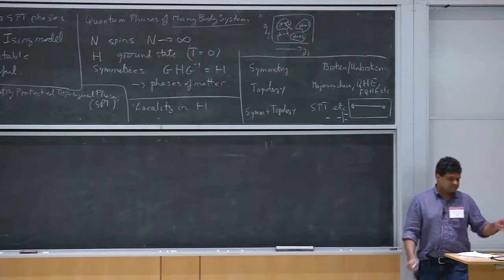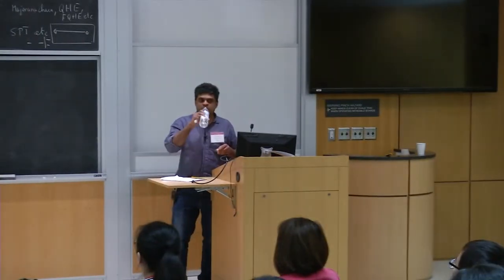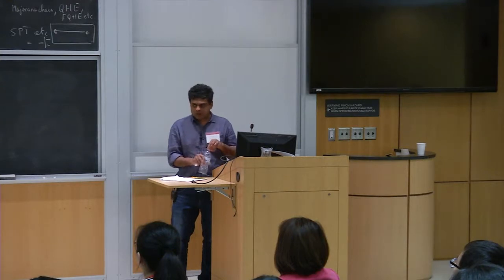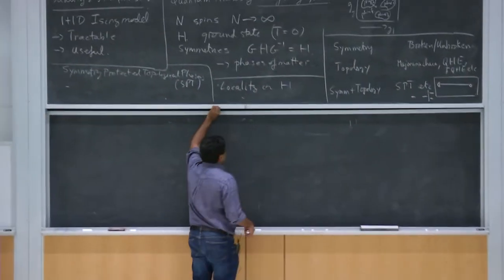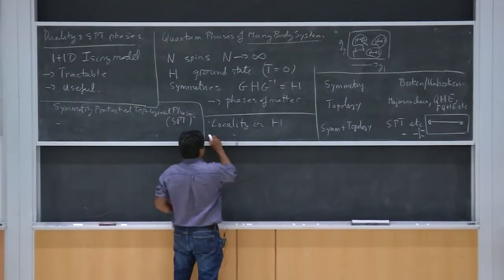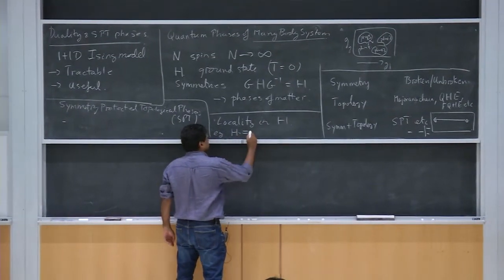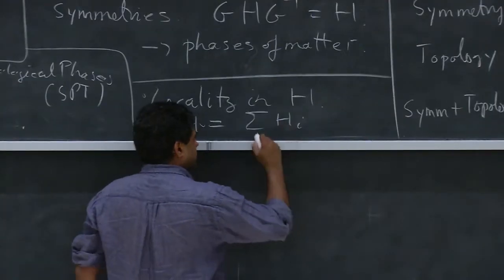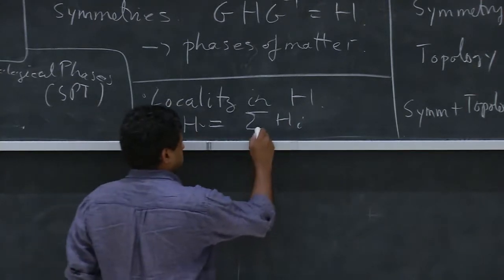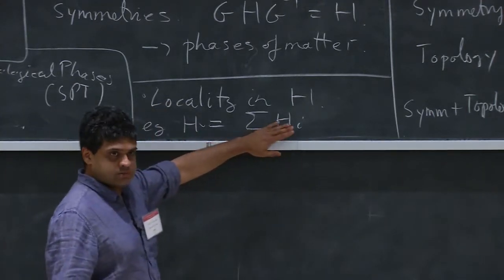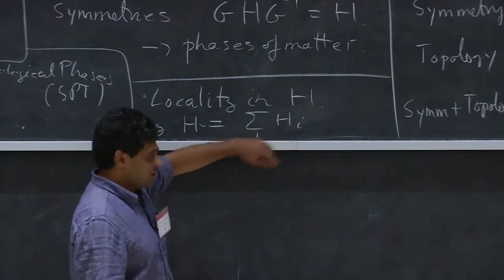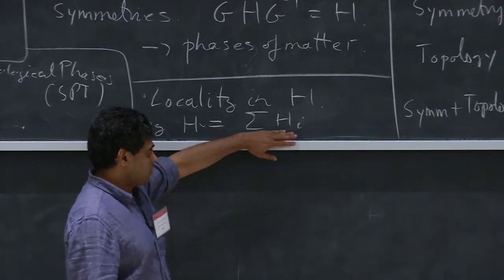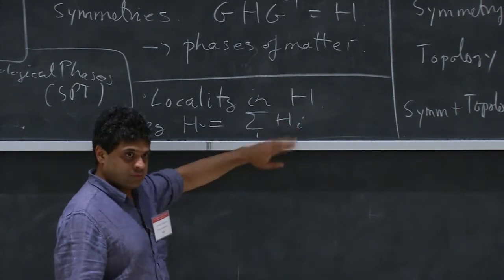This notion of locality and gapped Hamiltonian, are these really equivalent, or can you have no gap? That's a good point. So the locality in H is just a statement that you can write H as some sum over terms, each of which only involves a finite number of spins, adjacent spins. And at this point you do not require that this is gapped or not.